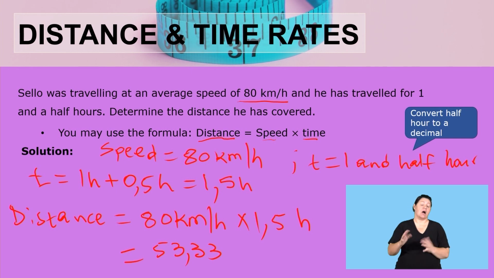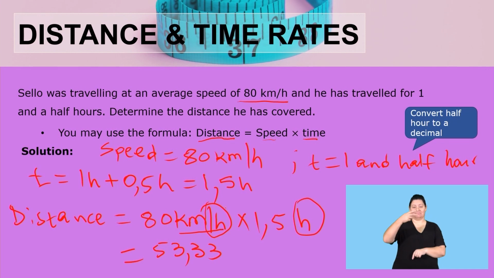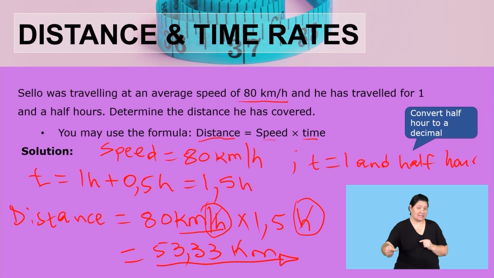Now I want to address the issue of unit. Remember that I said to you, when we say kilometers per hour, it's like kilometer divided by hour. So if it is divided by hour and then it's multiplied by the hour, then these two will cancel. Then the unit which is remaining is kilometers. So now the distance that he has covered is 53.33 kilometers.